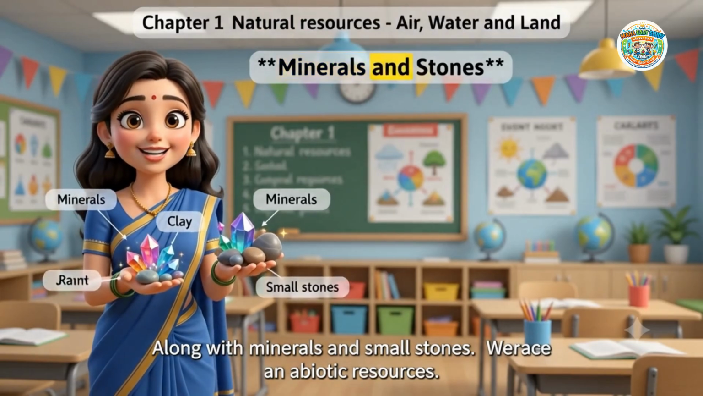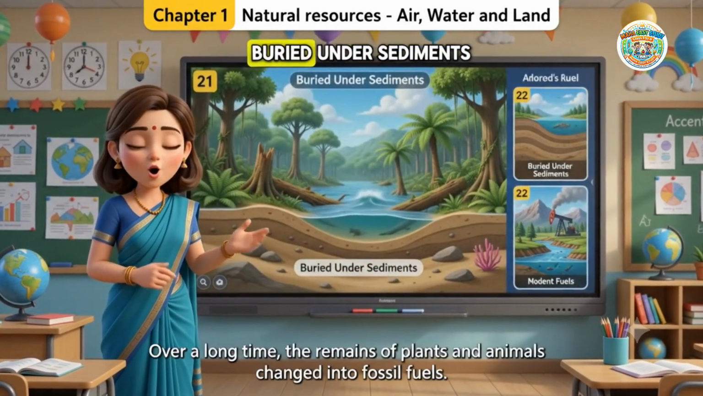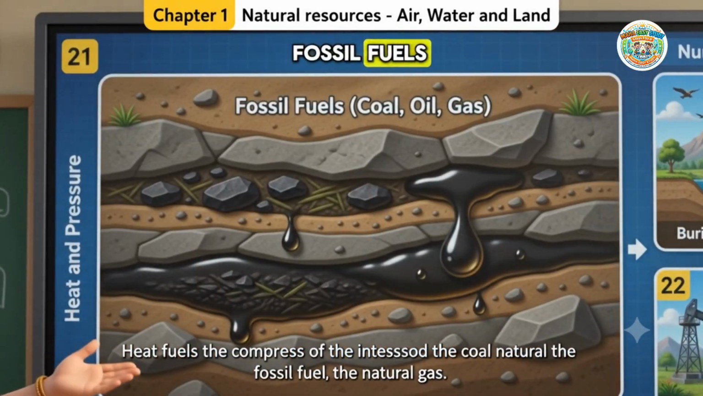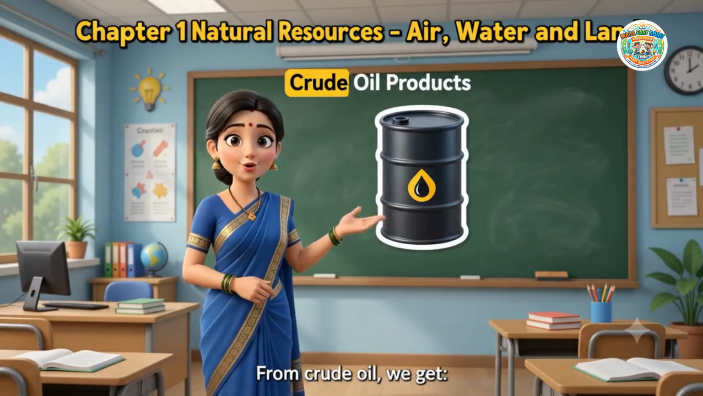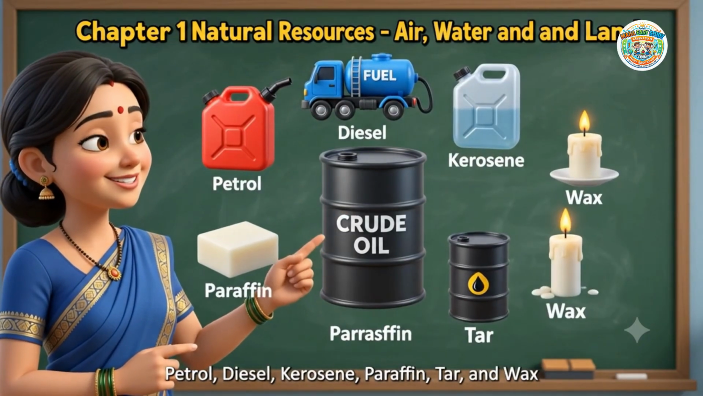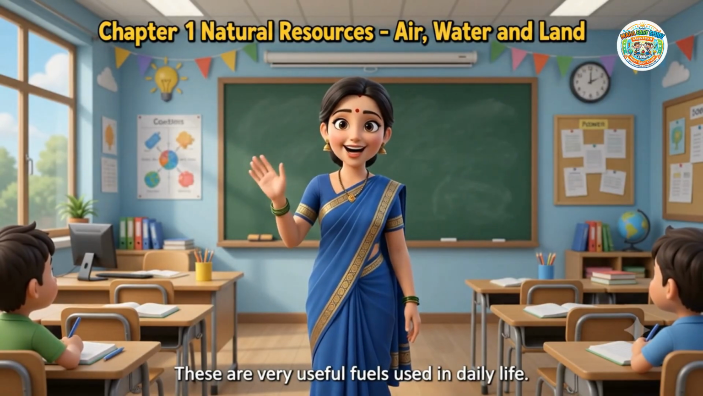Along with minerals. Millions of years ago, forests were buried under the earth. Over a long time, the remains of plants and animals changed into fossil fuels. From crude oil, we get petrol, diesel, kerosene, paraffin, tar, and wax. These are very useful fuels used in daily life.